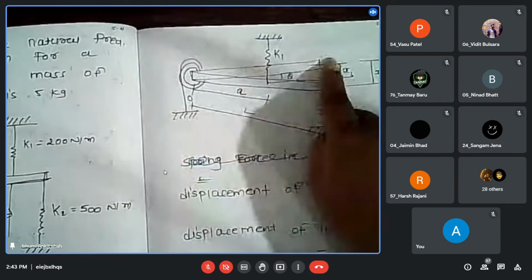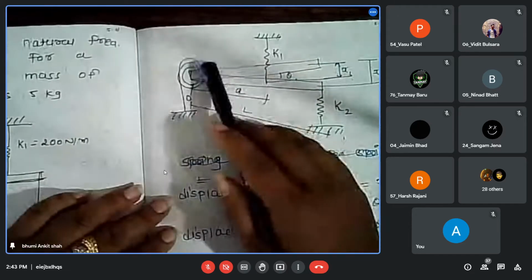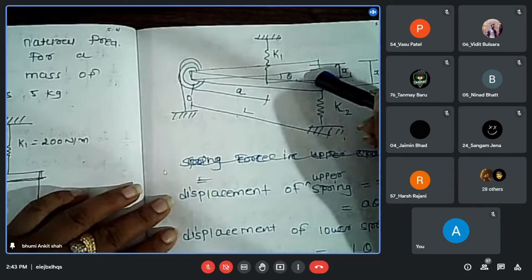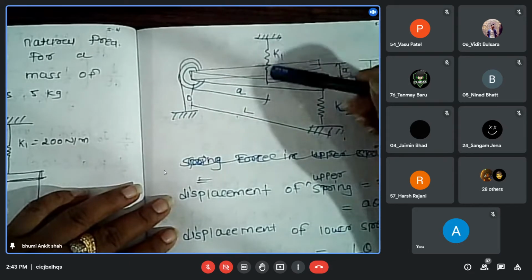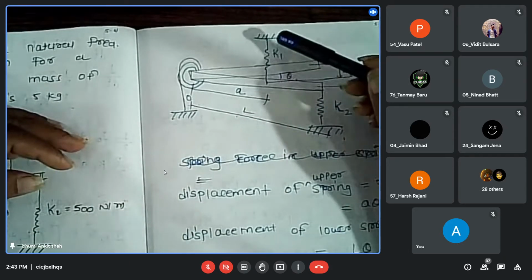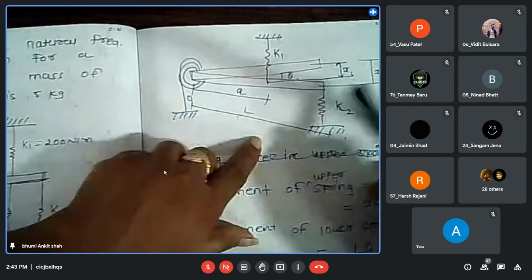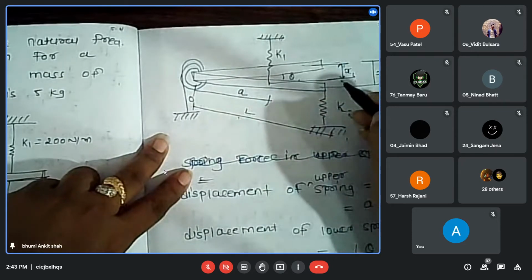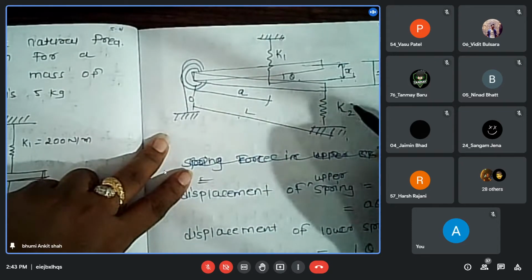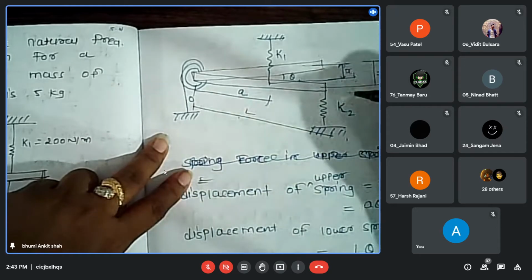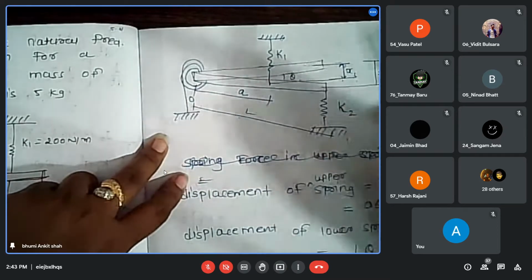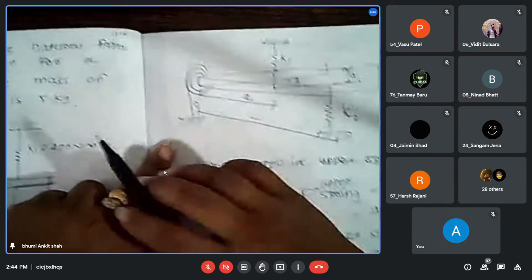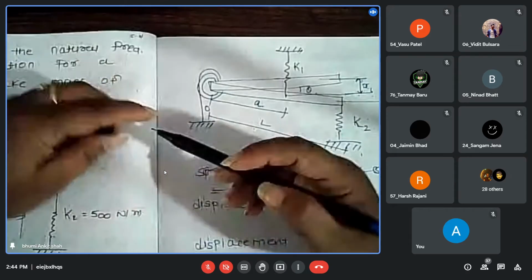This is the original equilibrium position, and when you displace this by an angle theta, there is a displacement or stretch of the spring by x1. From this equilibrium position, it is stretched by x1, and here it is x2. So you can see all the displacement. You have a total of three variables: theta, x1, and x2. Clear? This is clear up to this point.